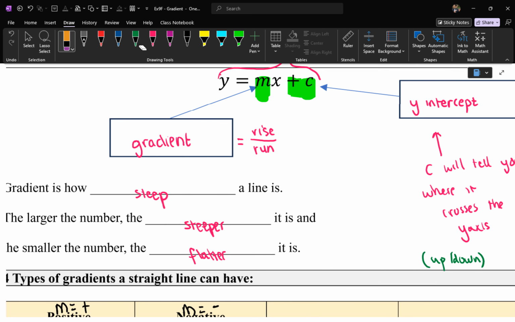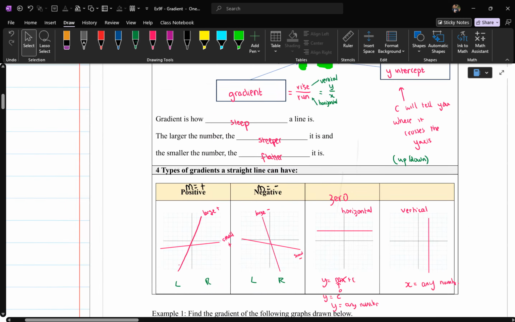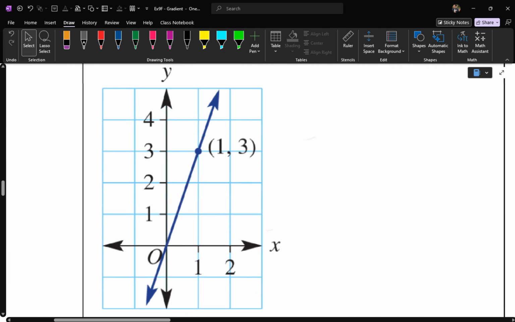So really, the gradient is found by looking at what the vertical distance is in comparison to the horizontal distance. Okay, and we always write vertical over horizontal. Or another way to remember it is y over x. Okay, now let's have a look at your example here. How would you find the gradient here?